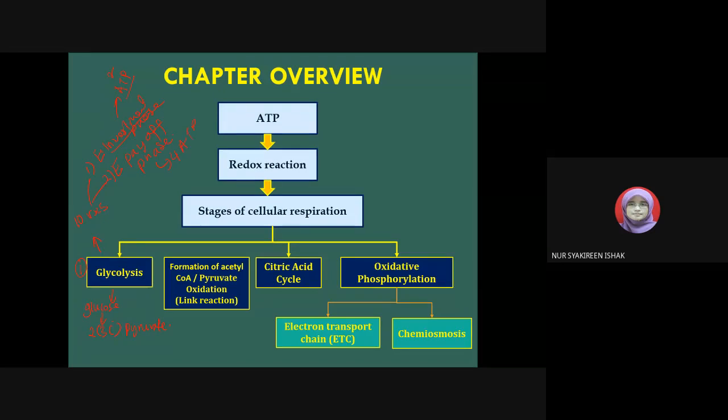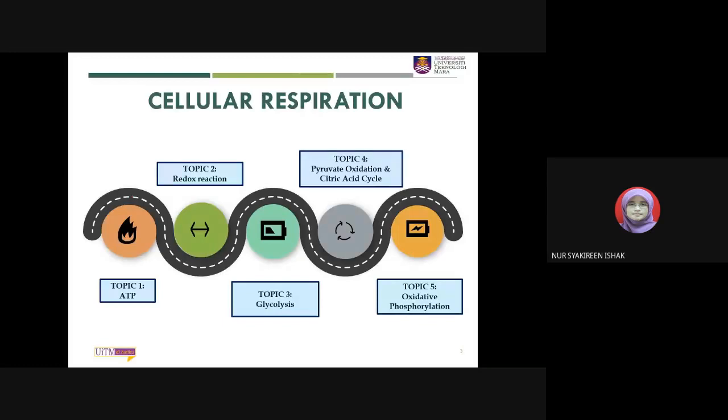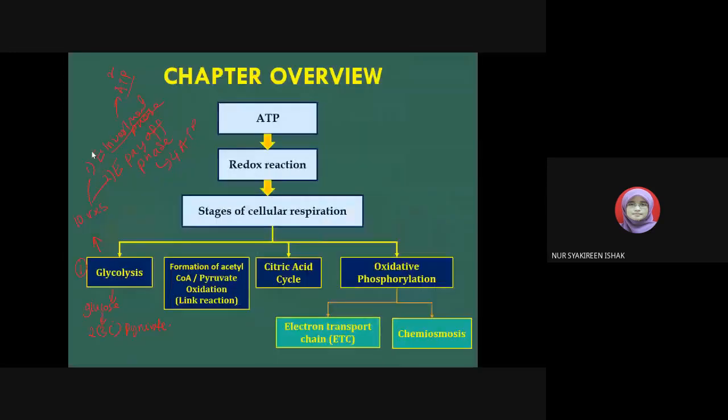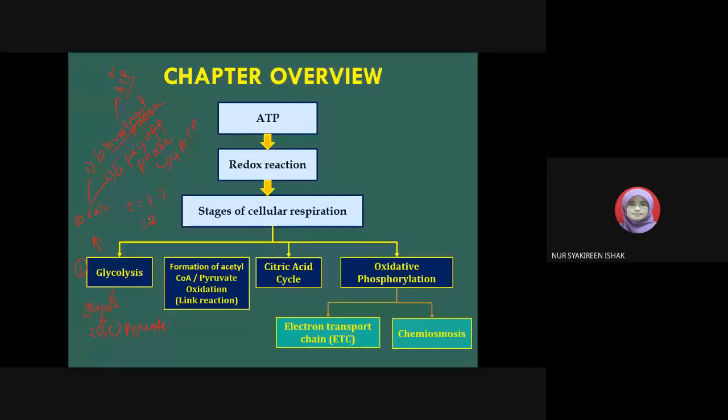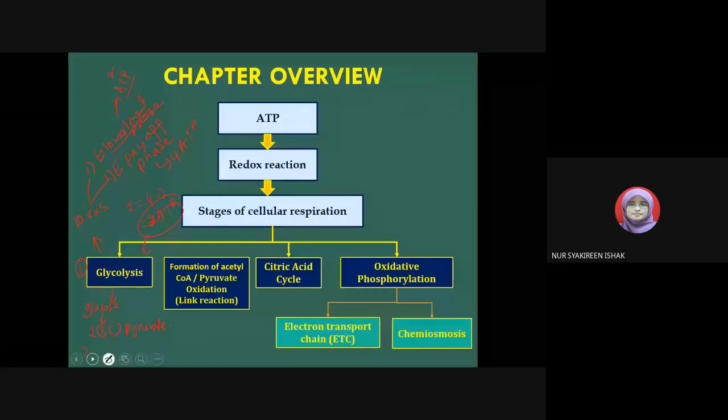So for glycolysis, you have to count the net production of ATP molecules. So berapa jumlah ATP yang dihasilkan. The next thing that you have to know is the location where glycolysis occurs. Glycolysis occurs in the cytoplasm.